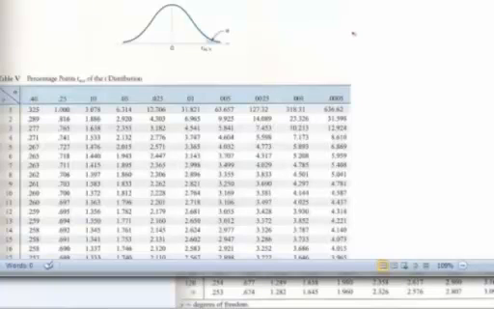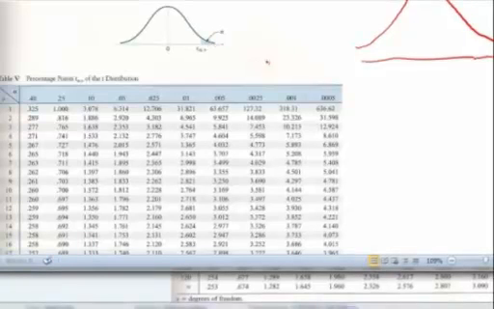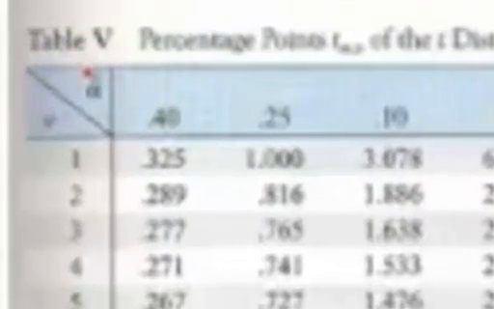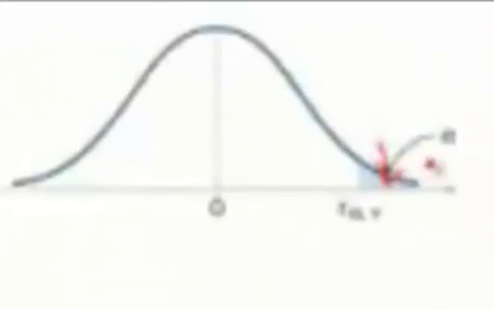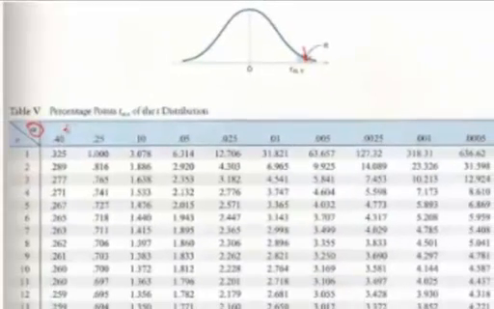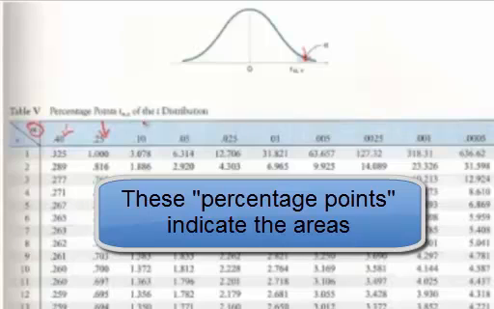A t-distribution is pretty much like a Gaussian curve, but it's got broader tails to it. And the way you read them is, of course, a little different, just to make things more difficult for you. So here we go. See this alpha right here? The alpha is that area. So these are called percentage points. So here are the areas. You notice it's really quite different than the way we were reading for the Gaussian curve.